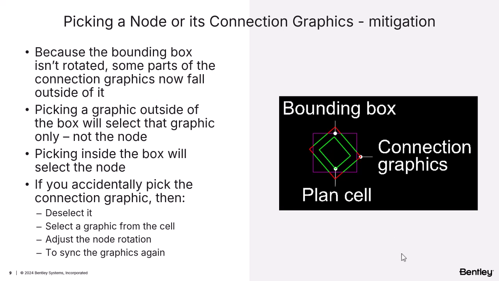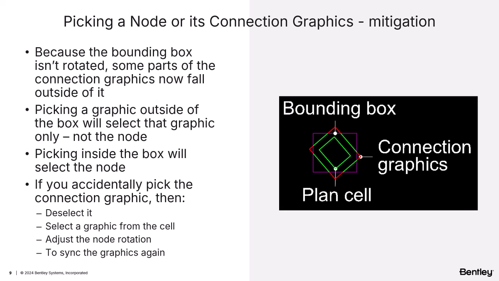This issue is much less likely to occur if the graphics for the plan cell include some sort of representation of the size of the vault. So the connection graphics quite often are located on the inner walls of the vault or the chamber. So if the plan cell includes some sort of representation of the outside of the chamber, then the connection graphics will be inside the extents of the plan cell, and that makes the issue less likely to occur.